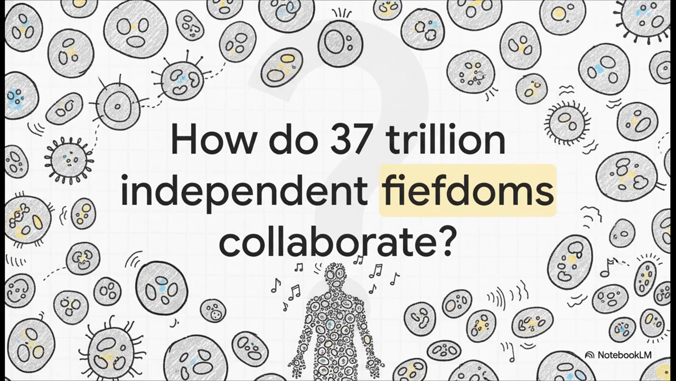So we end this explainer right back where we began. You are made of 37 trillion of these microscopic fiefdoms. And here is the question I really want to leave you with today. How do 37 trillion completely independent, totally mindless microscopic entities somehow collaborate, signal each other, and organize perfectly to create the conscious, breathing, thinking person that is sitting there watching this right now? It is the ultimate biological symphony, and honestly, the deeper you look into it, the more wondrous it becomes.